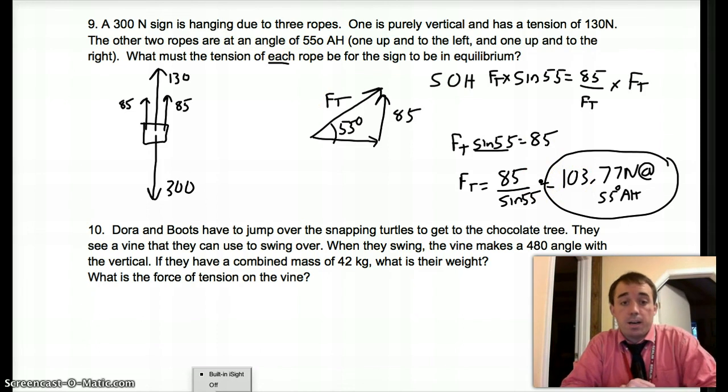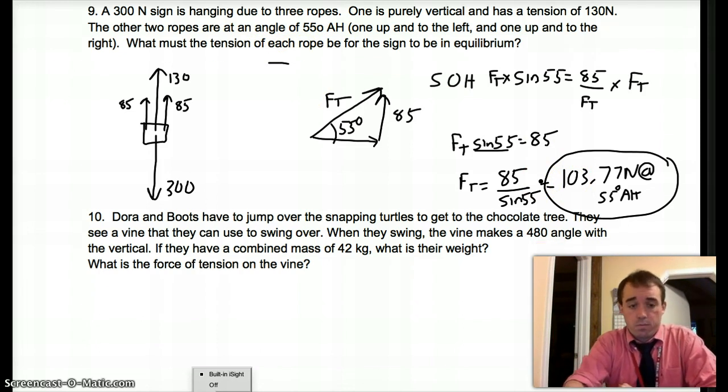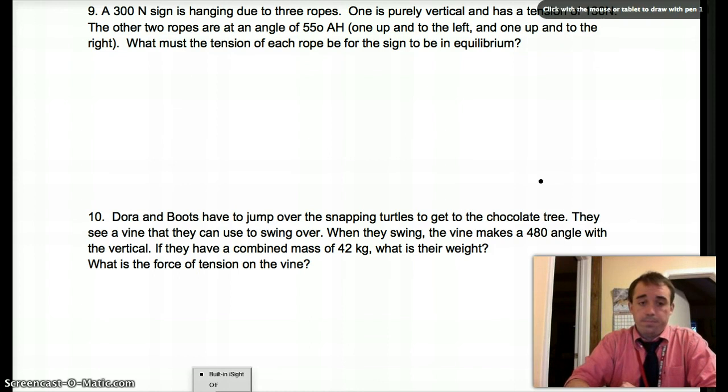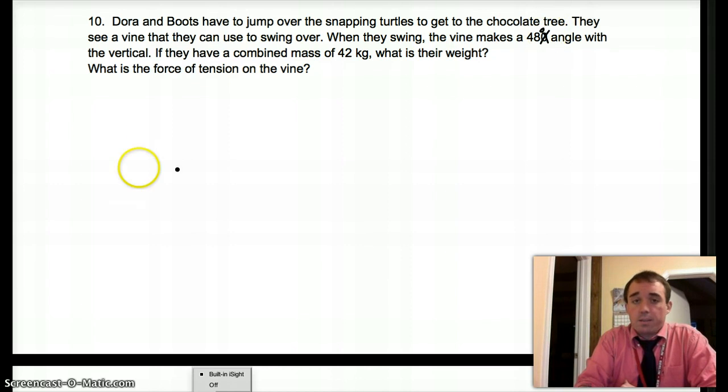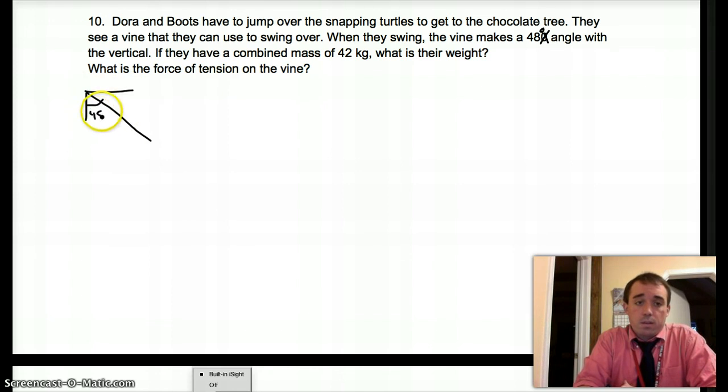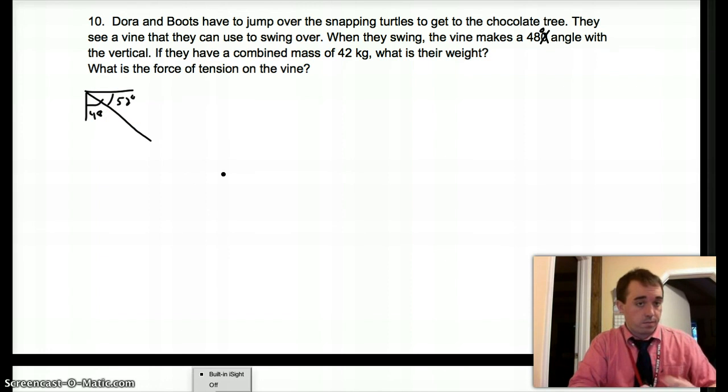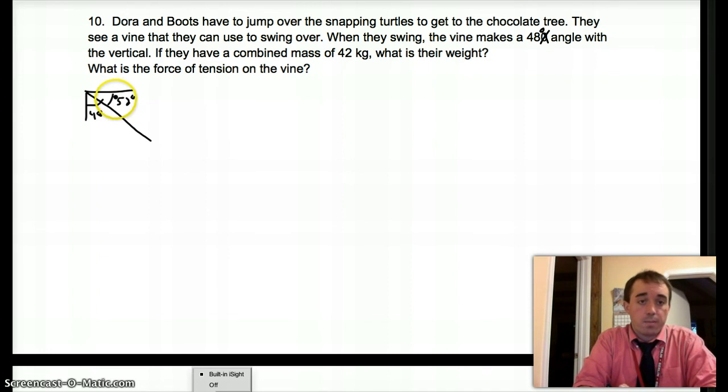Good. I'm going to see if we can get through this one. Question 10. Very similar, because we have, that's not 480, that's 48 degrees. We have Dora and Boots, they're trying to jump. They make 48 degrees with respect to the vertical, so that means 52 degrees with respect, is it 52? No, 42 degrees. I may have told you something wrong in class. 42 degrees with respect to the horizontal. And that's the one we're going to look at, because we like angles with the horizontal.